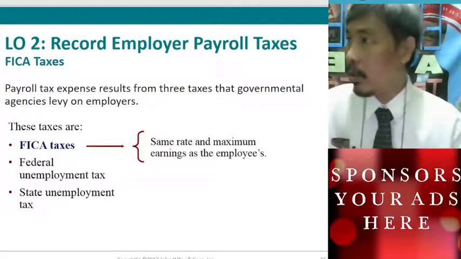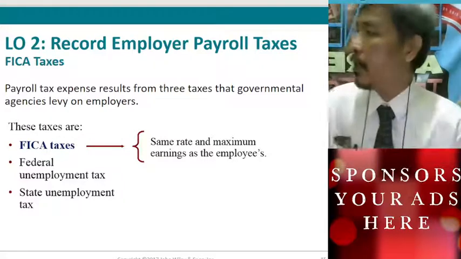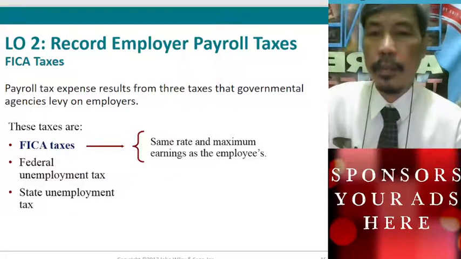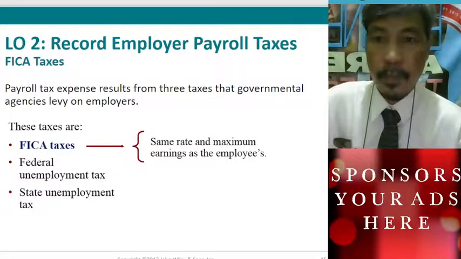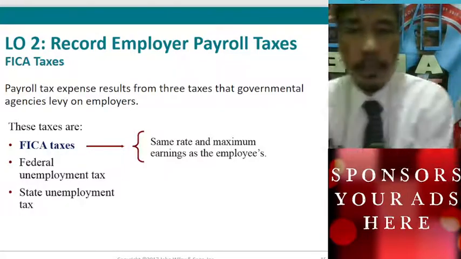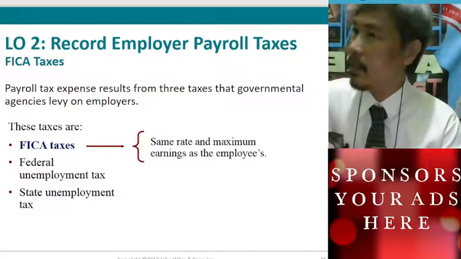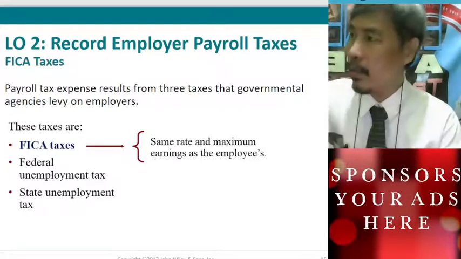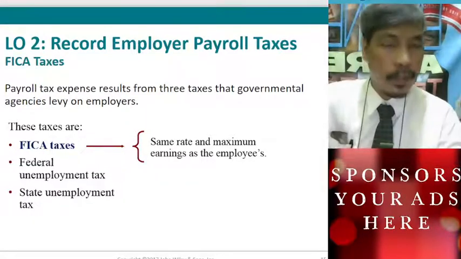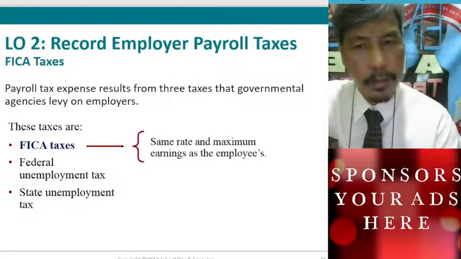This is true in our SSS or GSIS, and Pag-IBIG, I think. There is an employer percentage, and actually in some of these, SSS and I think GSIS, the employer pays more than the employee. I think that is the case, and also in Pag-IBIG.